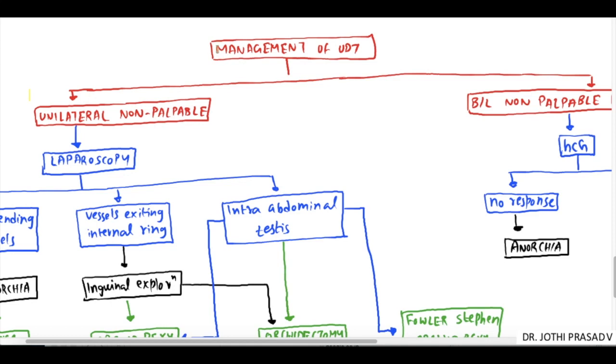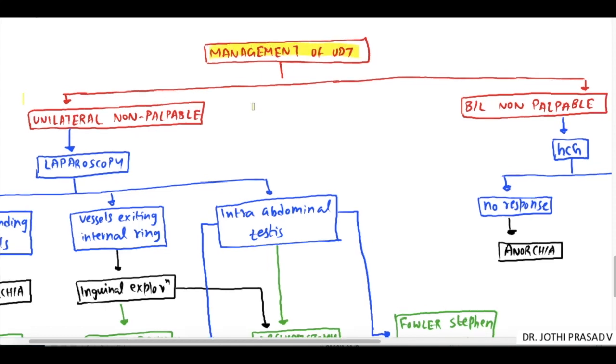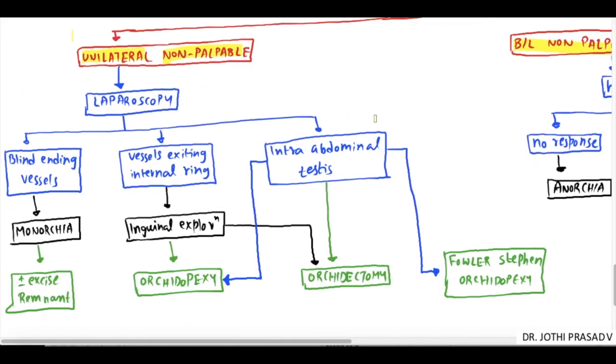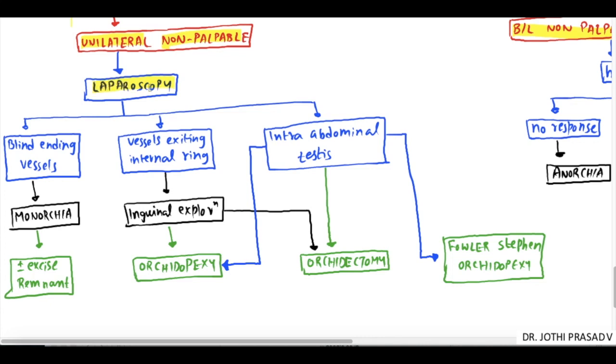Coming to management of undescended testes, there is an algorithm. First of all, it is basically divided into unilateral non-palpable or bilateral non-palpable testes. Based on this, the treatment pattern will differ. First, we'll discuss unilateral non-palpable testes. It is advisable to do diagnostic laparoscopy at first, and based on that, if there are blind ending vessels, it is diagnosed as monorchia and no further action is needed as it is a remnant. If vessels are seen exiting the internal ring, then further inguinal exploration is recommended, and depending on that, orchidopexy can be done or orchidectomy can be done if it is found to be not viable.